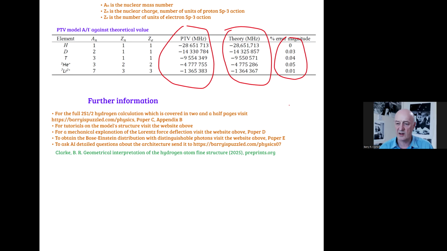That's how the PTV model handles it. And I hope this has inspired you to explore the model in more detail. So thank you very much for listening.